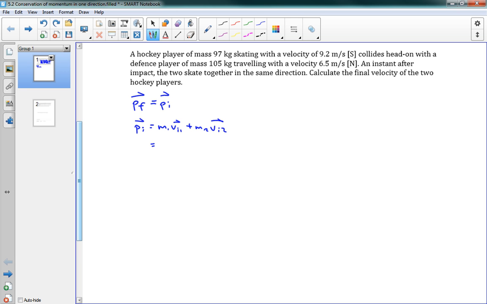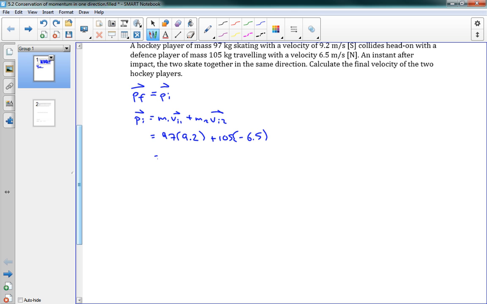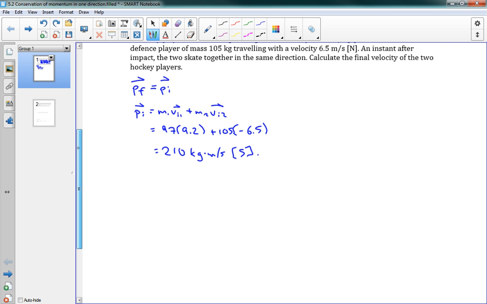Okay, now we can plug in some numbers. We have 97 times 9.2 plus, and our other player here is 105 kilograms times 6.5. Now this 6.5 is in the opposite direction, so I'm going to say negative 6.5 because it's going north, the other one was south. Okay, and this gives us 210 kilogram meters per second, and our direction that we chose here was south. Good, so that's our initial momentum.